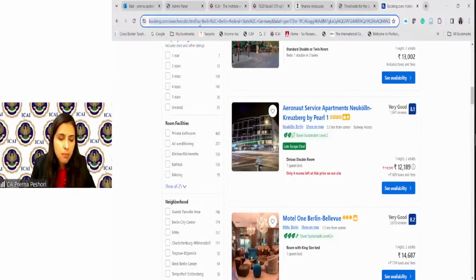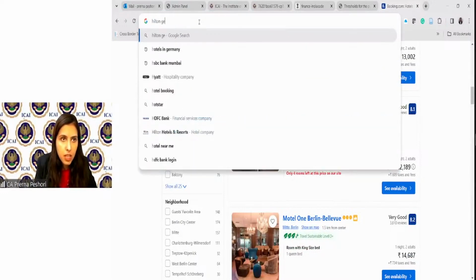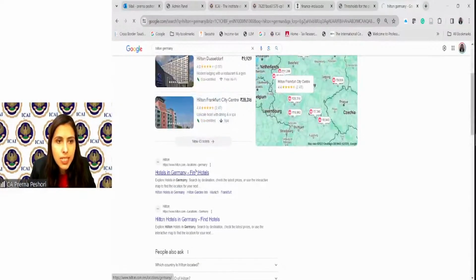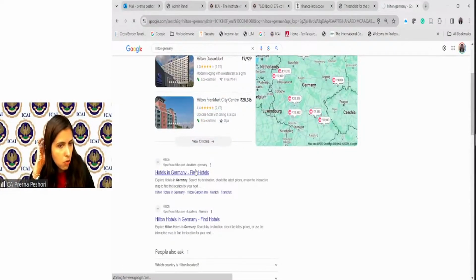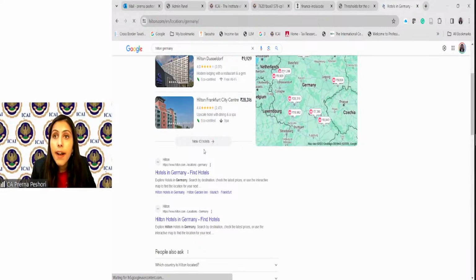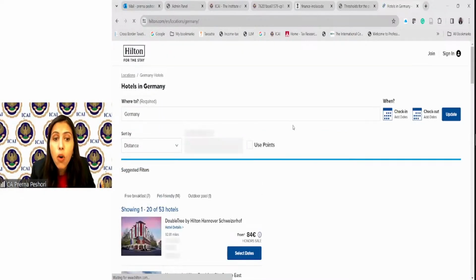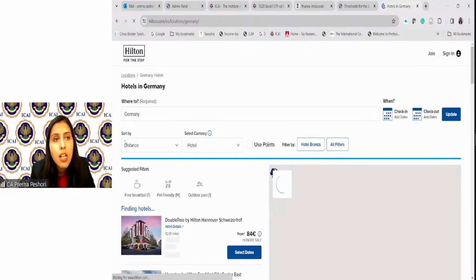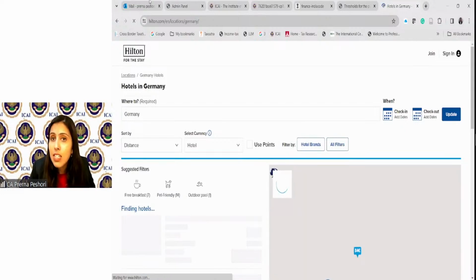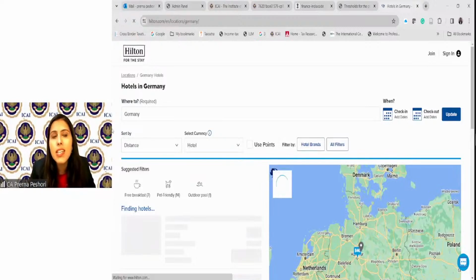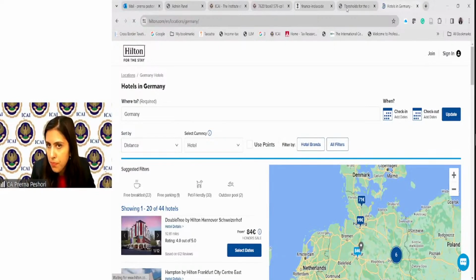Let's take another example. I'm trying to book Hilton, Germany. Let's say there is Hilton Hotels in Germany. This is a non-resident company. Again, I'm directly trying to book through this website. So this is the online provision of services through the facility or website which is operated by Hilton. So again, this will be the e-commerce operator.